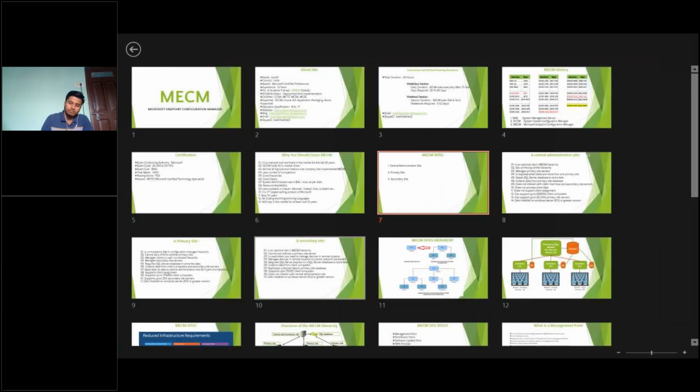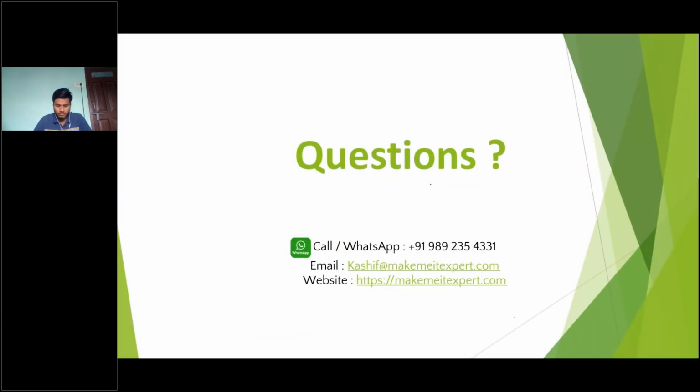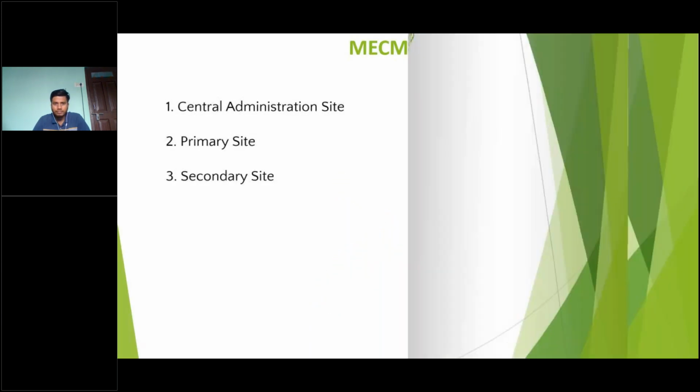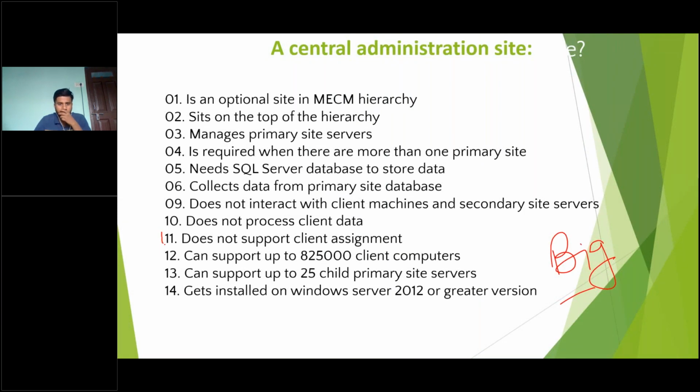No question? Okay. Kashif, can you just explain that point from the CAS, client assignment, the 11th one, again? Client assignment means the client will always be pointing to which one. The client machines, let's say you have 100,000 client machines. Every machine will have a client, the SCCM agent.